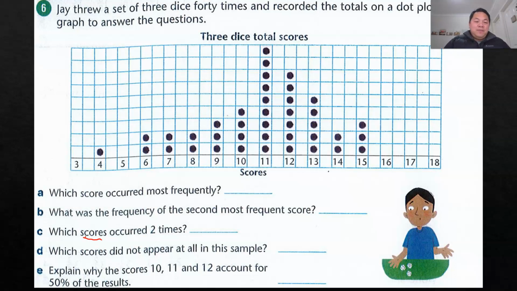So write down. Explain why the scores 10, 11, and 12 account for 50% of the results. Think about it. There is a good reason why you can get 10, 11, and 12 when you throw three dice. There is a reason. So think through why that is so.